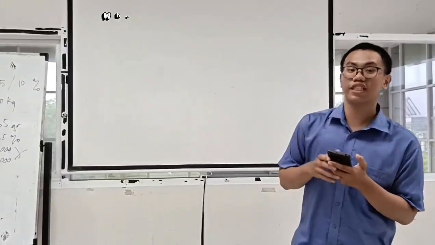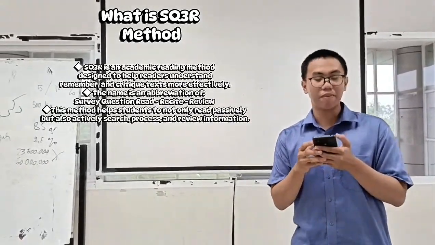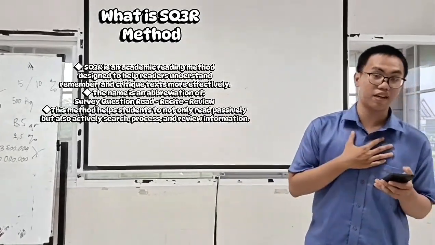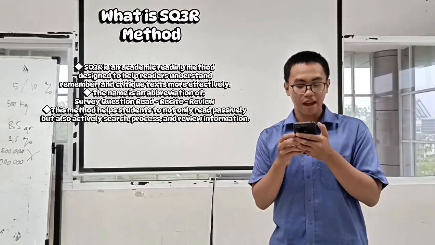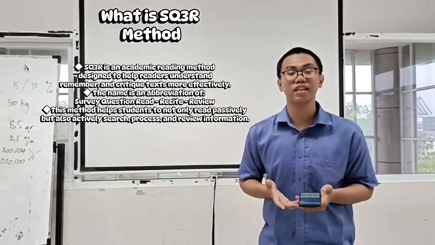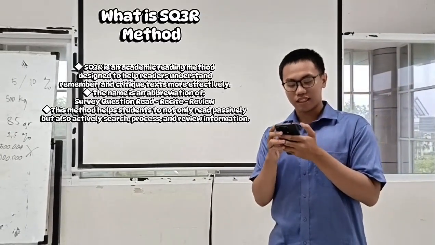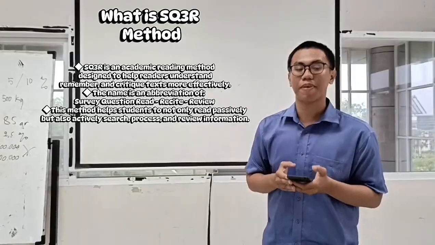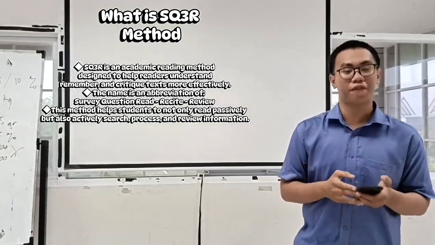What is the SQ3R method? SQ3R is an academic reading method designed to help readers understand, remember, and critique text more effectively. The name is an abbreviation of survey, question, read, recite, and review. This method helps students not only read passively, but also actively search, process, and review information.